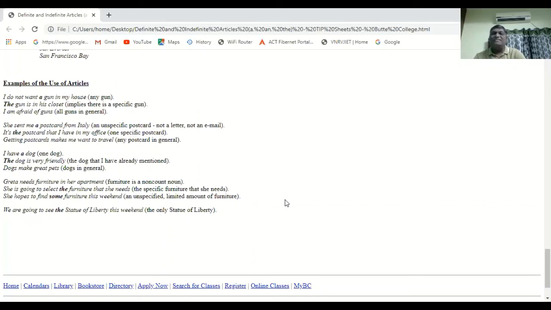So you have to keep all these in mind, then you will be able to understand and use articles successfully. Because this is a very, very important thing to learn and practice. Using the right article in the right place gives beauty to your sentences. That's all about articles.